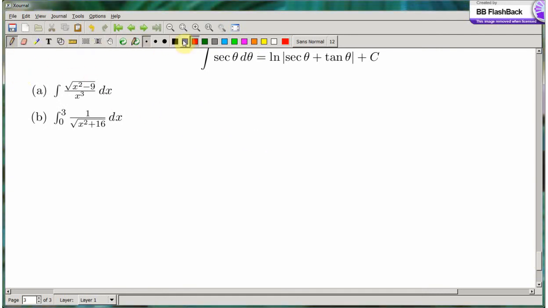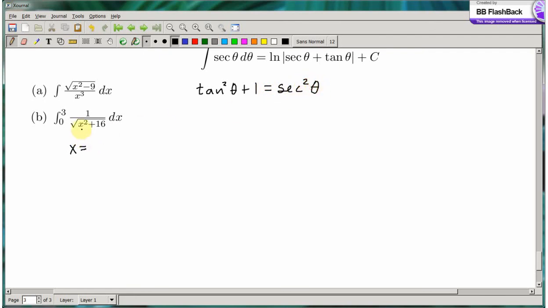Let's look at the second one here, B. Let me remind you, or you should pause the video and figure out what the substitution should be here. It's tangent. So go back up and look at the trig identities, or write your own. Remember that tan squared theta plus 1 is equal to secant squared theta.